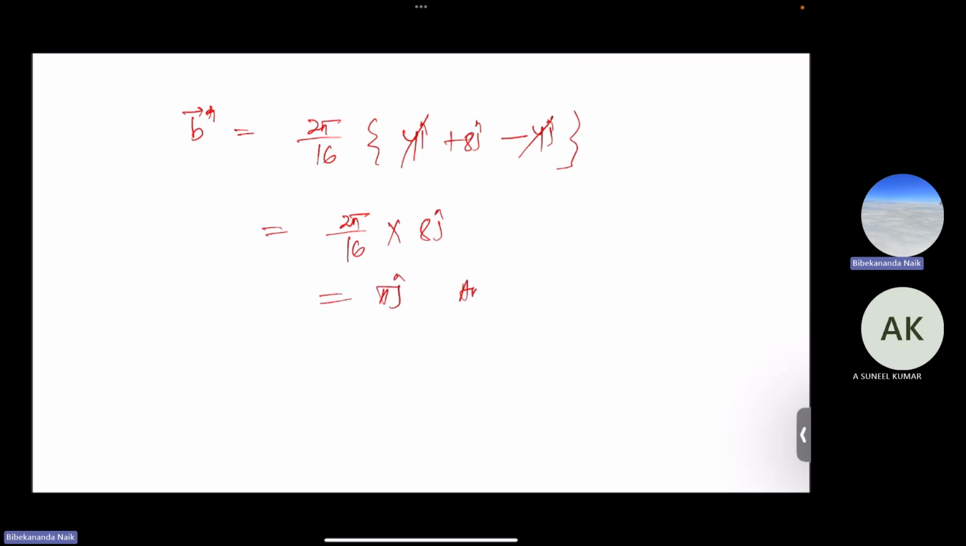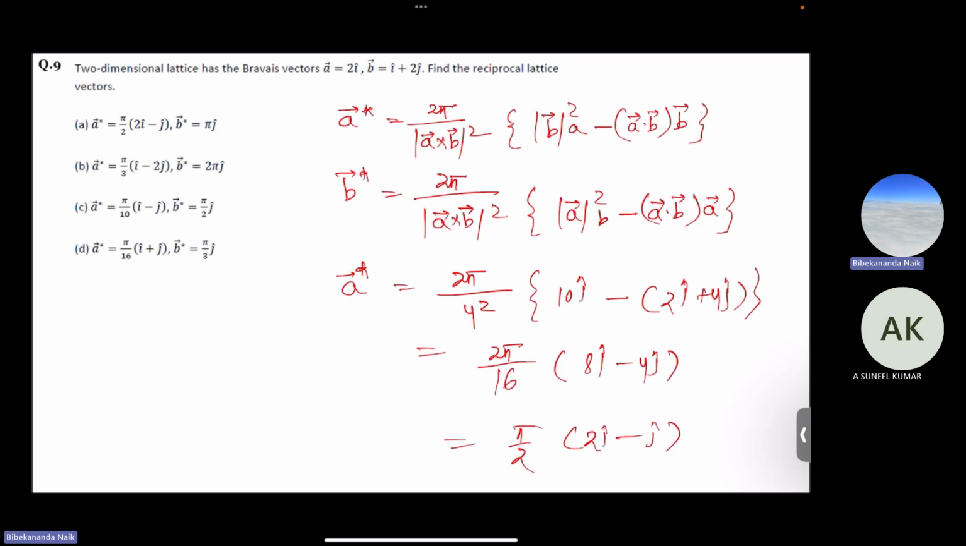And then similarly the B star vector will be 2 pi by 16, 4 i cap plus 8 j cap minus 4 i cap. So it will be 2 pi by 16 into 8 j cap, that is pi j cap. So these are the expressions for the A star vector and B star vector. So the correct option is option A. A star vector will be pi by 2 (2 i cap minus j cap), and B star vector will be pi j cap.